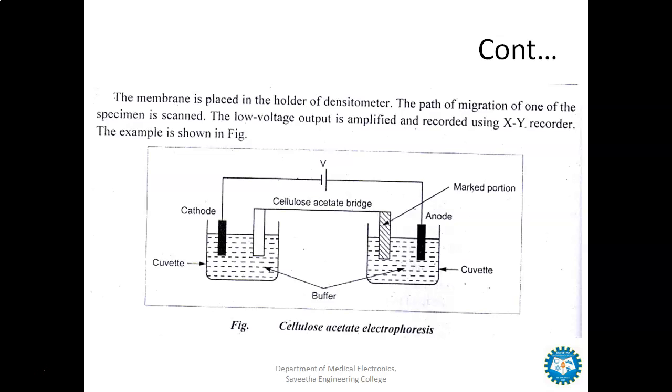Now in the acetate bridge you can see the separation of the migrated ions, or the migrated substances, present in the solution. And this is the densitometer, where the path of migration of one of the specimens is scanned. The low voltage output is amplified and recorded using an XY recorder. And we can notice the waveform.